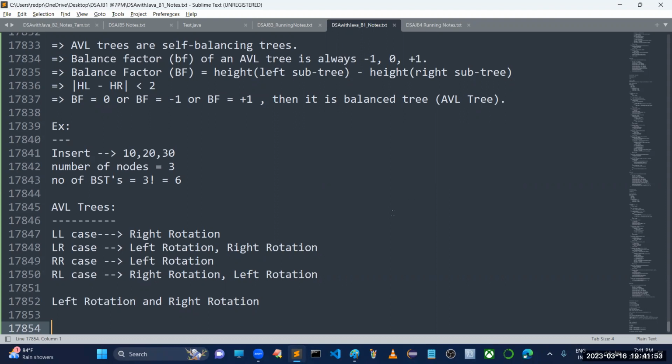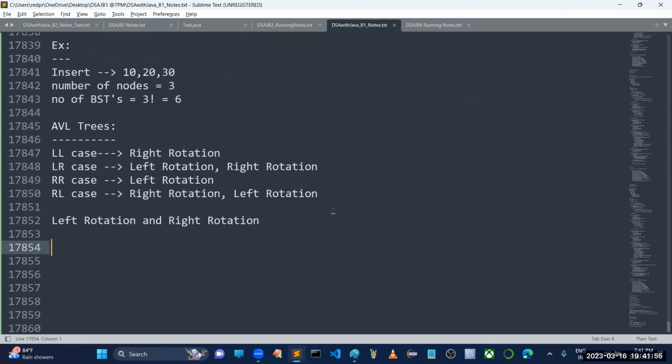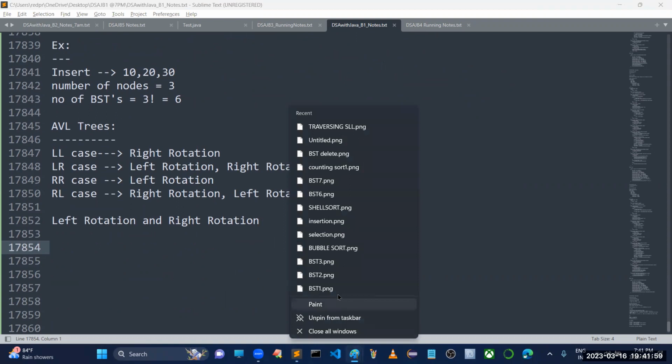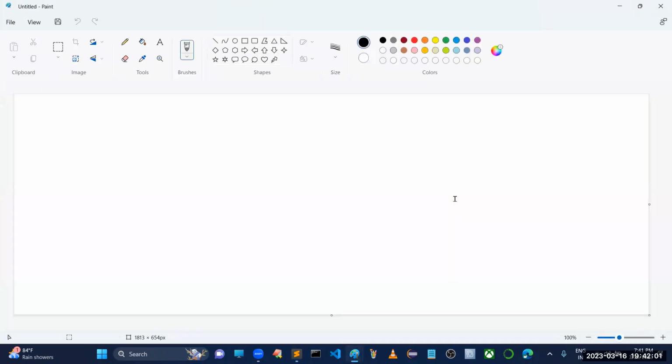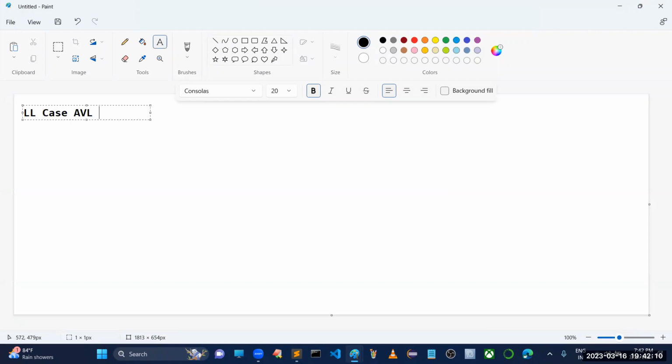Right. Now I need to go with some other diagram. Here the AVL tree diagrams are completed. The first diagram I'm going to take here is the LL case, an AVL tree example. I'm not taking any notes, I just want to take the representations and show you how it will be.